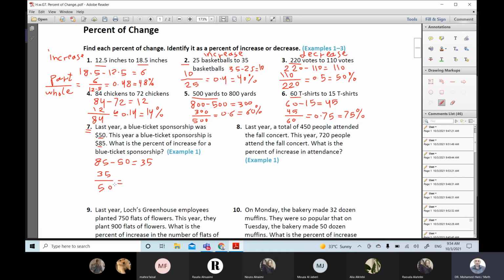Now we want to divide 35 divided by 50. The answer will be 0.7. Means we have 70%.